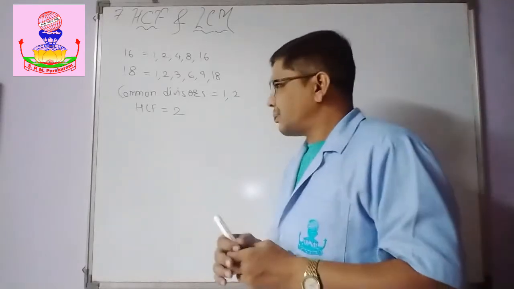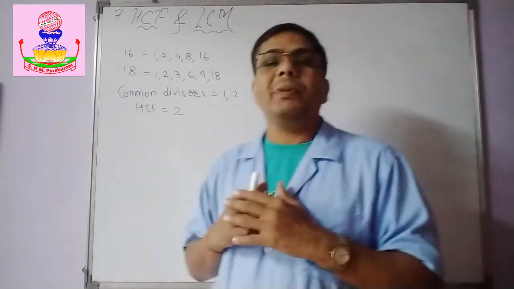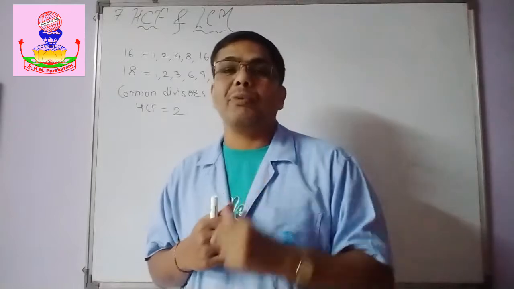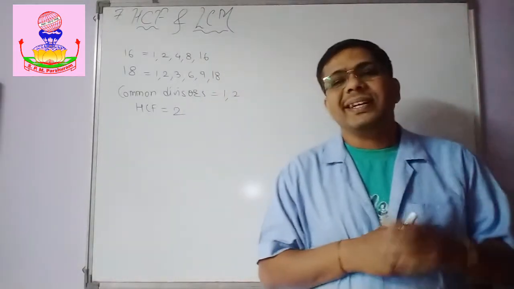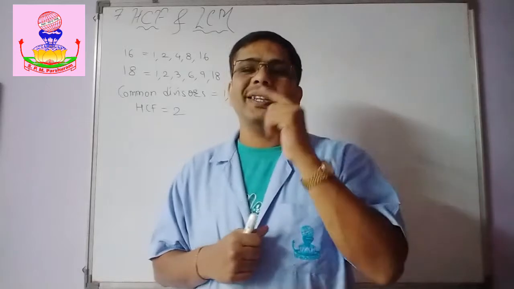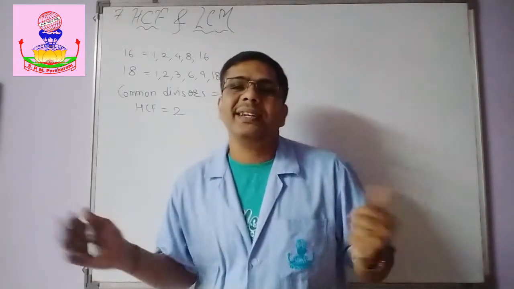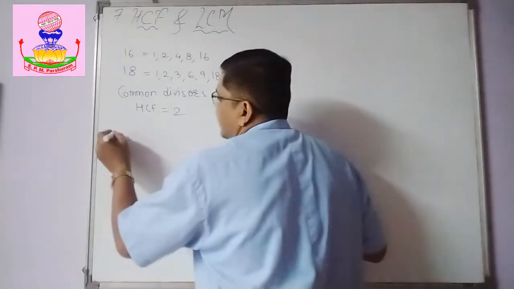Okay. Now we have studied LCM. LCM means least common multiple. The name itself tells you multiple. So we have to find the multiples, and the smallest multiple among them, least. Least means the smallest. So the smallest common multiple is called the LCM. So let us find it for the same numbers. Suppose I have got 16.